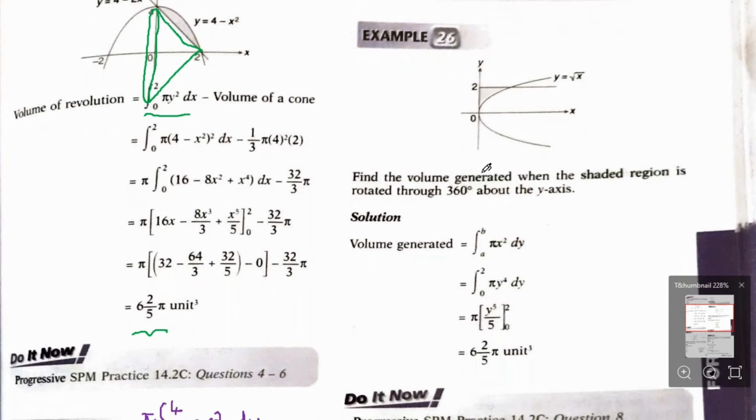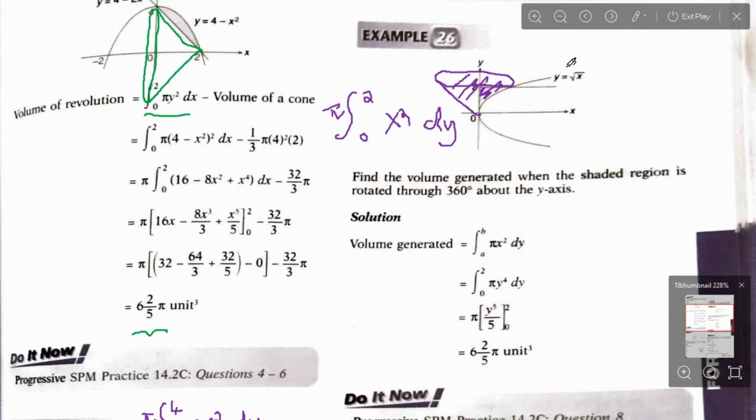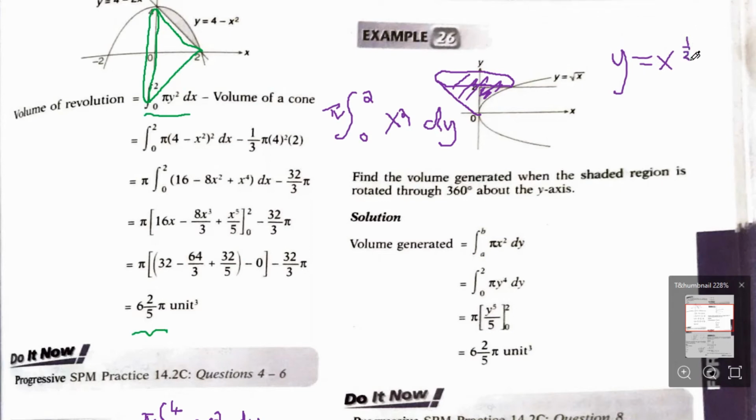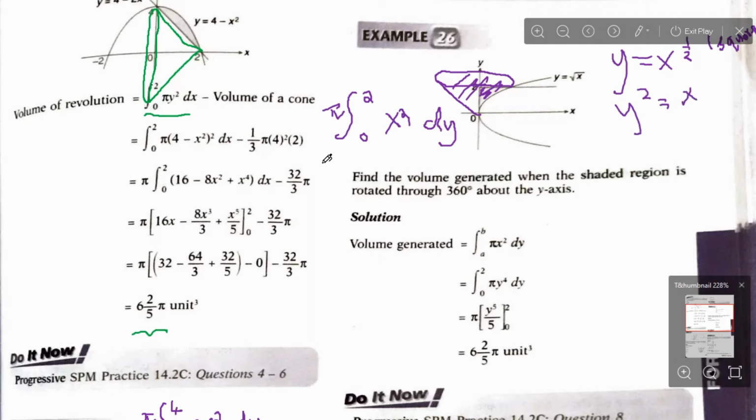Example 26. Find the volume generated when the shaded region is rotated through 360 degrees about the y-axis. So we rotate this part 360 degrees about the y-axis, and we will have a shape that looks like this. The formula to find this volume will be the integral from 0 to 2 of pi, with respect to y because this is the y coordinate, and the integrand here we have to put x squared. What is x? We are given y equals x power 1 over 2. When I square both sides, we will have y squared equals x, so x equals y squared. You just put it here, x equals y squared. Then y squared squared again, you will have y power 4. Okay, solve this.